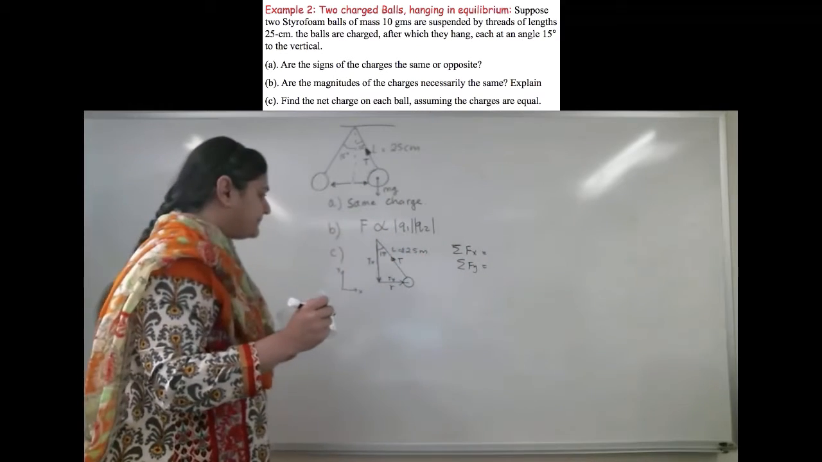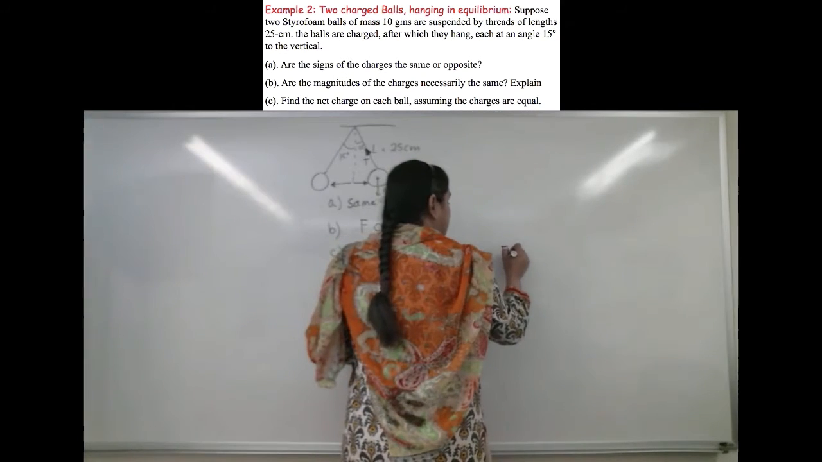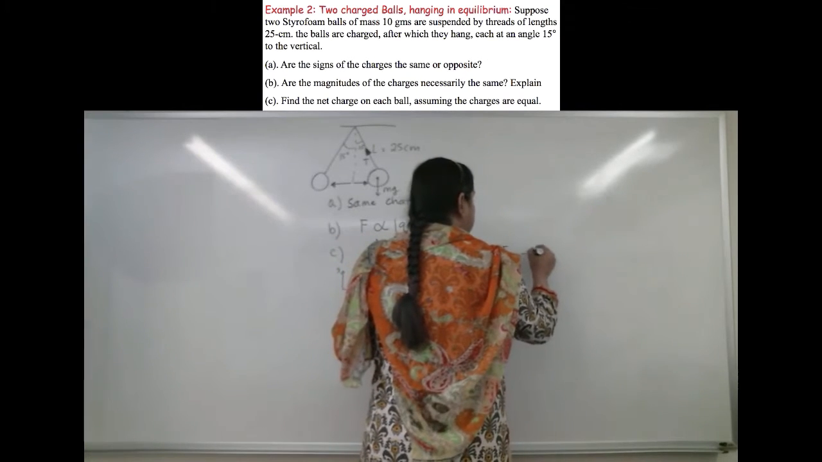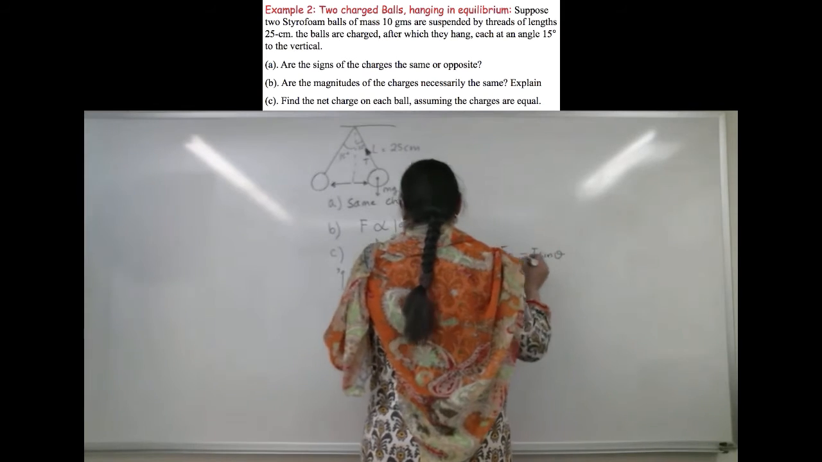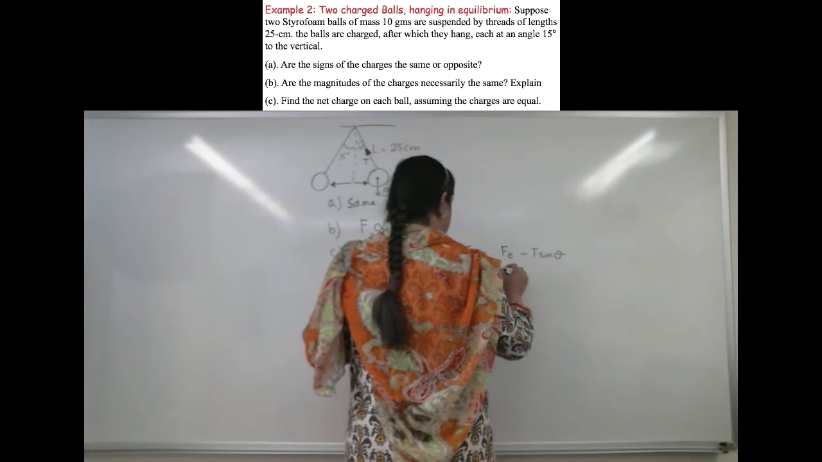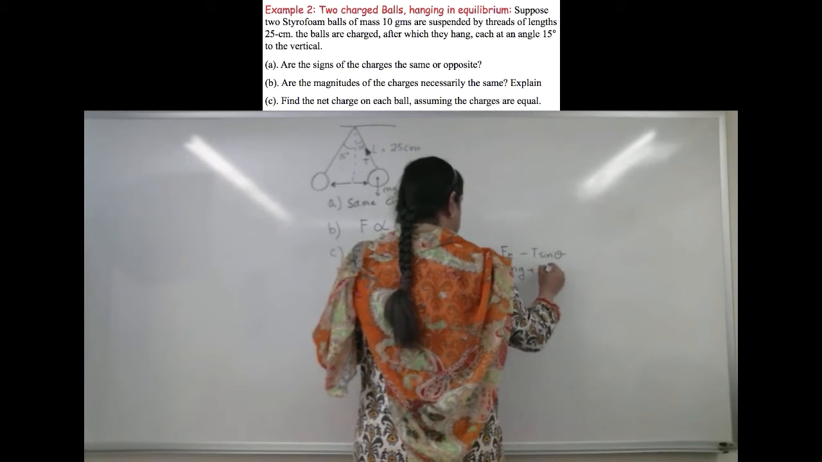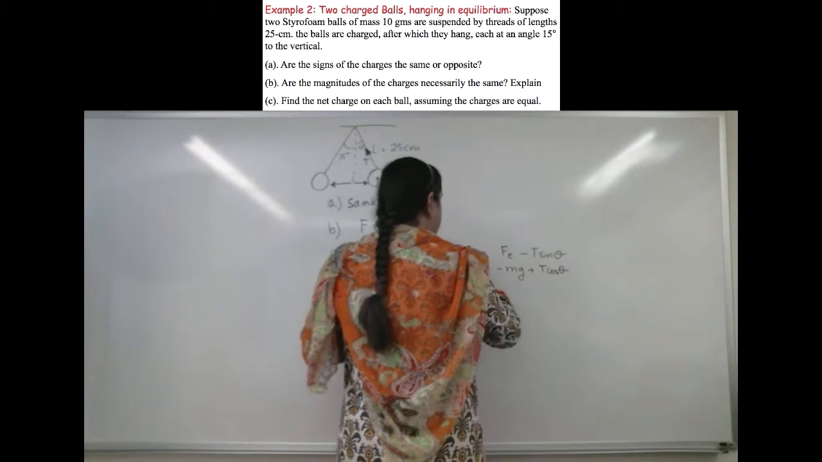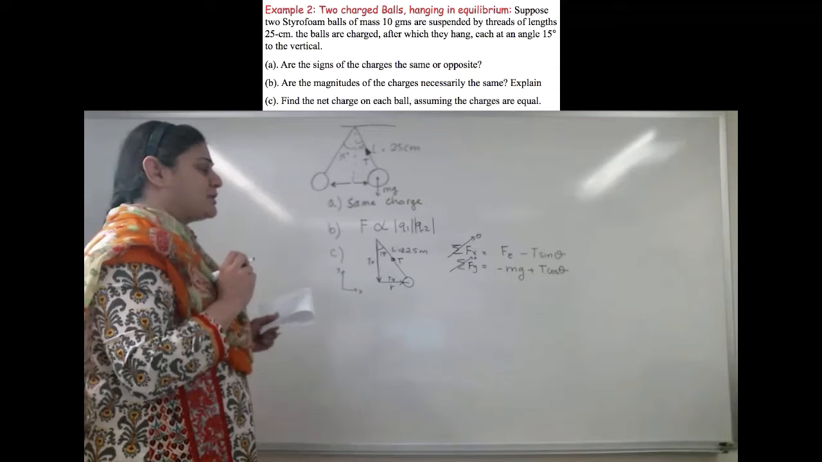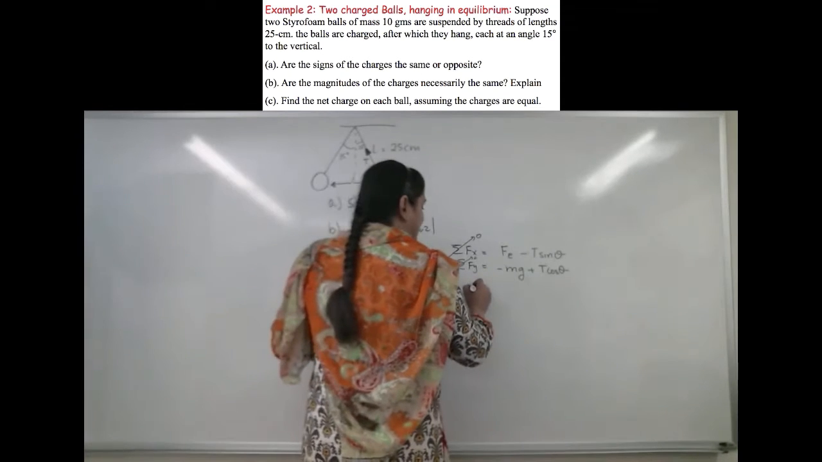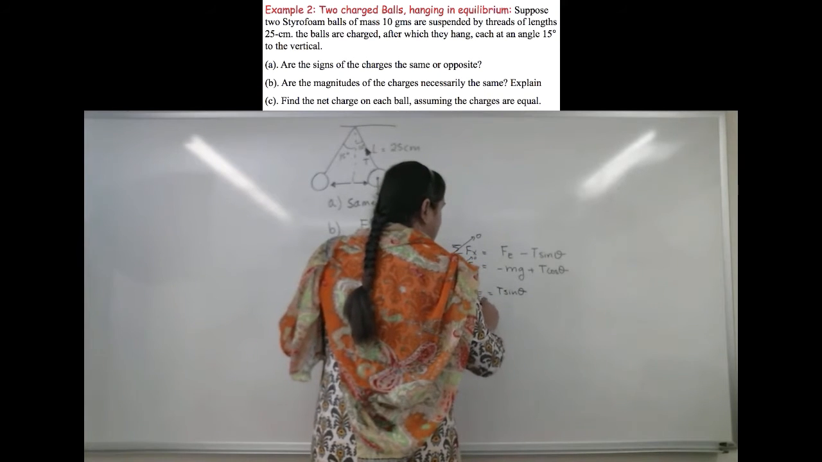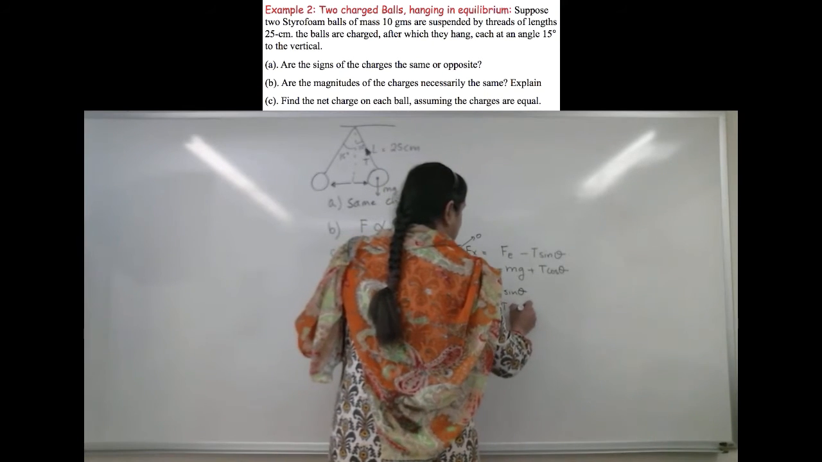This would be the electrical force that is keeping these two things apart minus T sine theta, and mg minus plus T cosine theta. Since this is not an accelerated frame, sigma Fx and sigma Fy will be 0. What do I get? I get Fe equals T sine theta and mg equals T cosine theta.